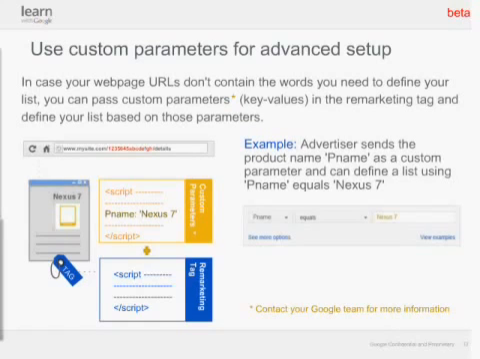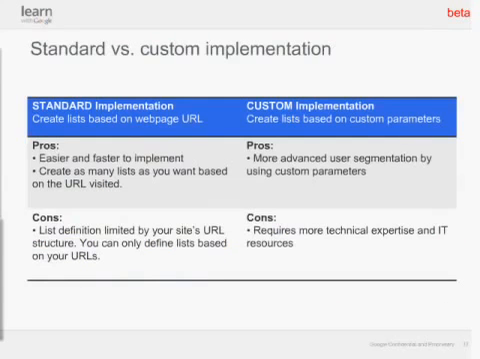But I know you have questions on when should I use a standard versus custom implementation. So we kind of went through at a high level what you would need and when. In the standard implementation, you would just put the tag that you get from the AdWords interface on every page of your website. You would use it if you just needed to create lists based on your web page URLs, if there was some sort of system to your website URL tiering that you could take advantage of to create lists.